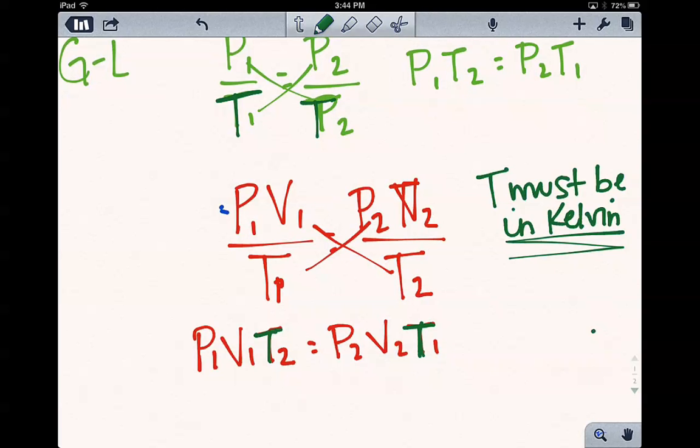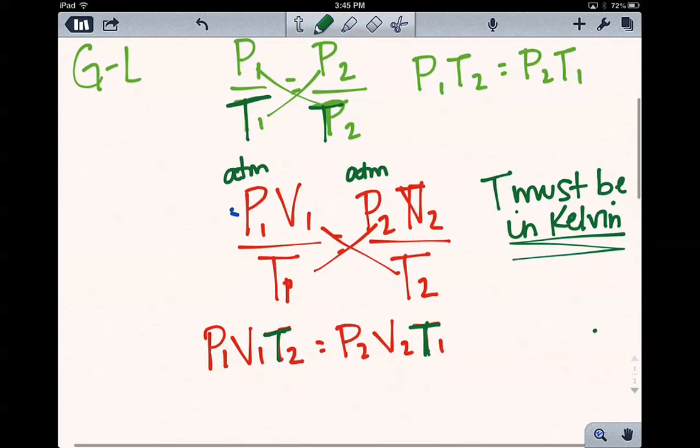If it is not in Kelvin, you will not calculate the correct answer. With pressure and volume, all you have to do is make sure that the 2 of those are in the same unit. So if this pressure over here is in atmospheres, then this one needs to be in atmospheres. Or if this volume is in milliliters, then this volume needs to be in milliliters.